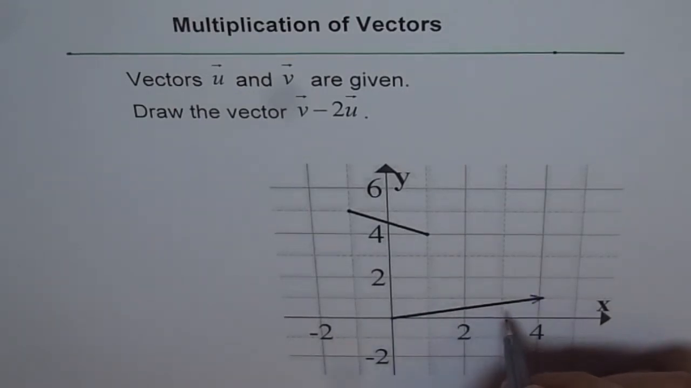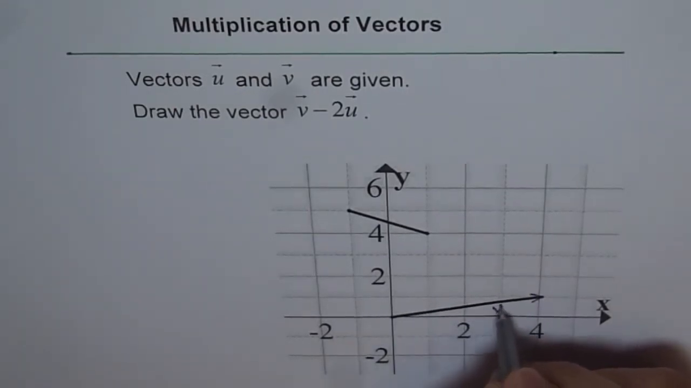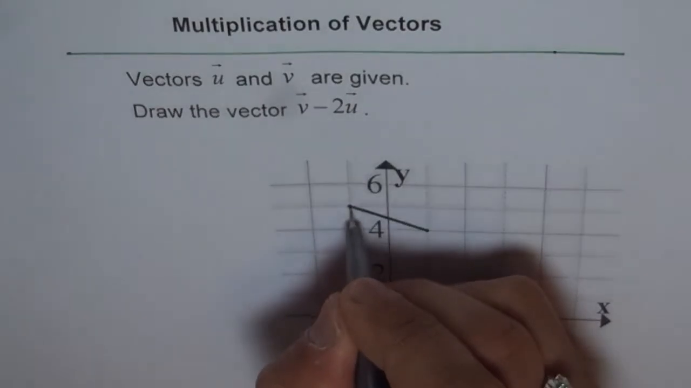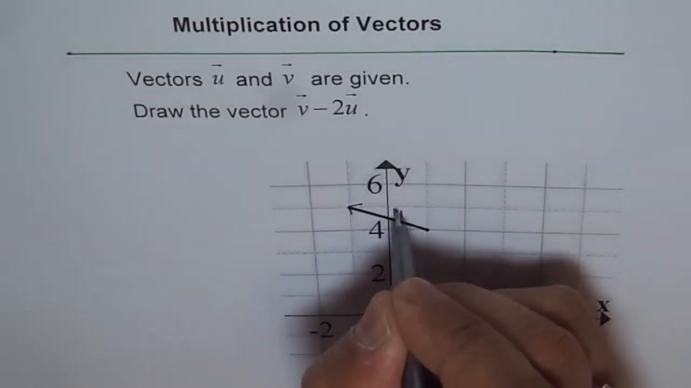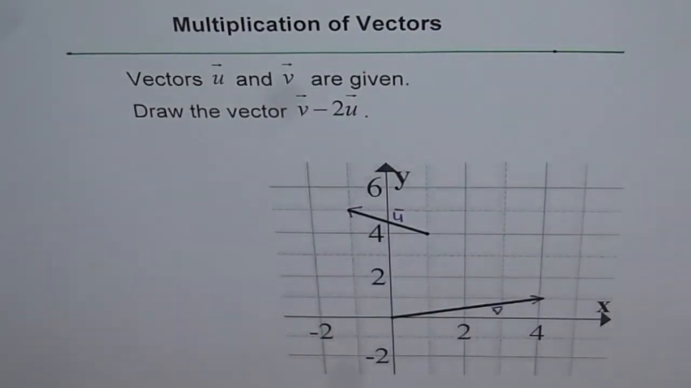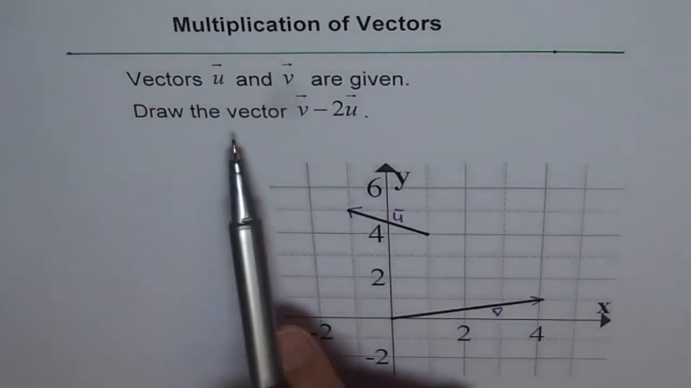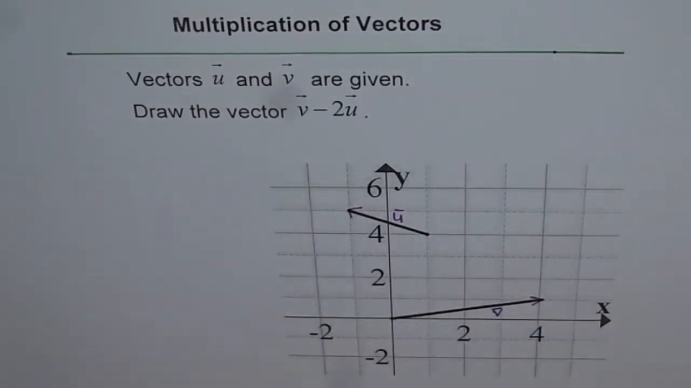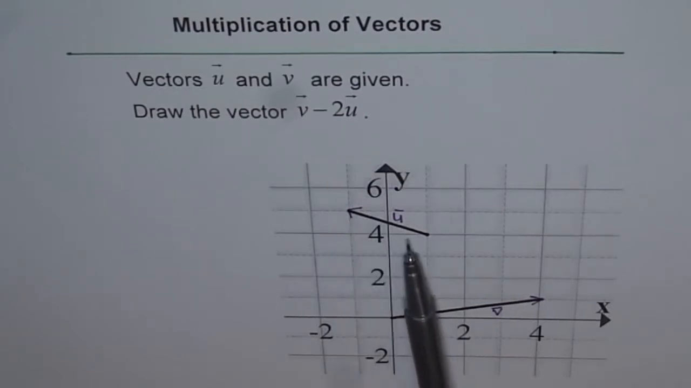And let me give a name to it. The name is v. So this is my vector v with a bar on the top. And let's say this is my vector u. So these are the two vectors given to us, and what we need to do is to draw a vector v minus 2u. So we have this v and we have my 2u. Let's draw minus 2u first.